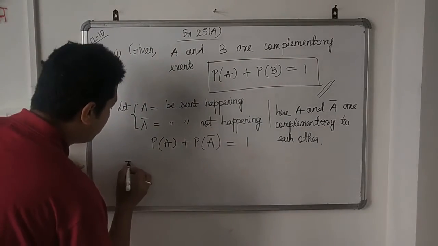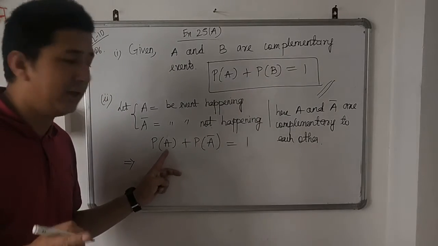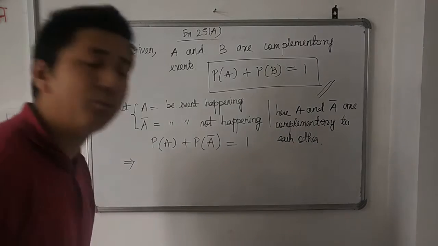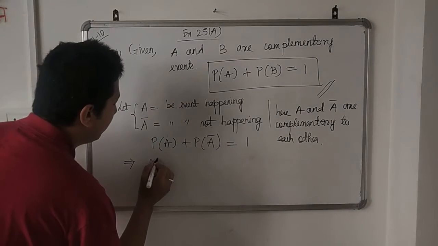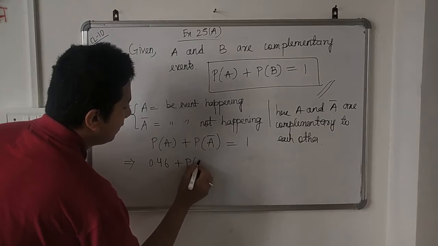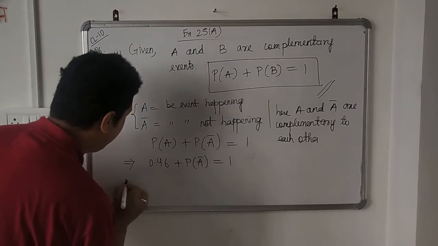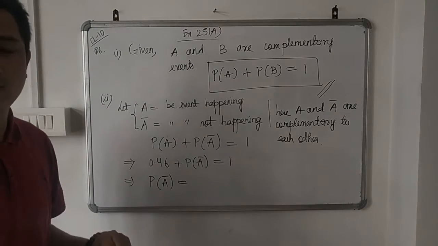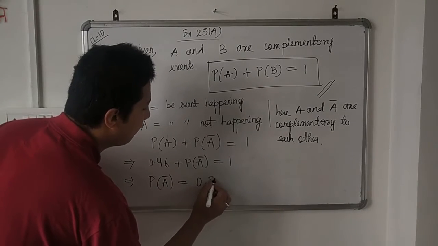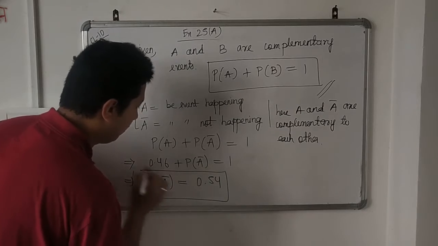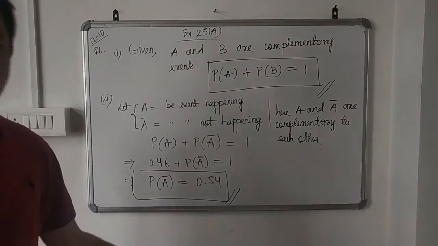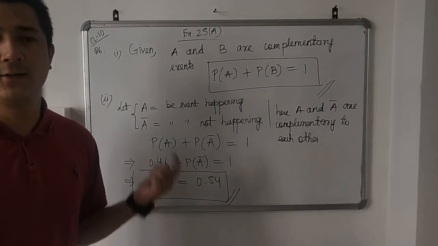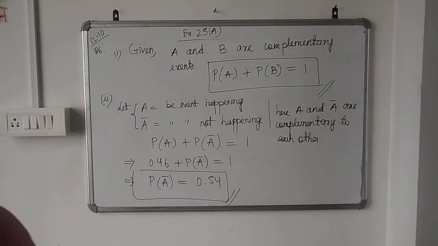According to the question, the probability of happening is 0.46. So 0.46 plus probability of A dash is equal to 1. So subtract: probability of A dash is 1 minus 0.46, which is 0.54. You can also write this in fraction form, 54 by 100. Cancel it and you'll get the answer. So please pause the video, note it down.